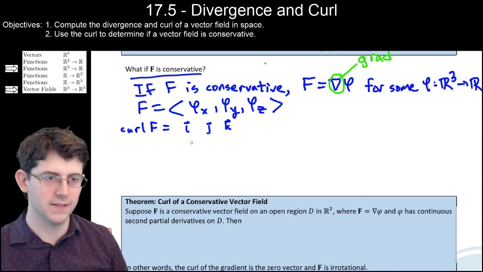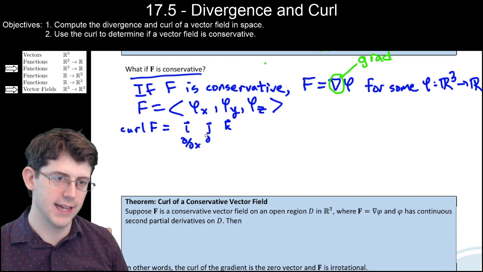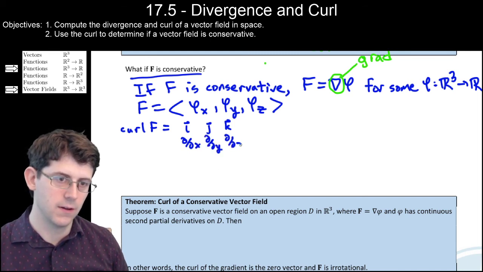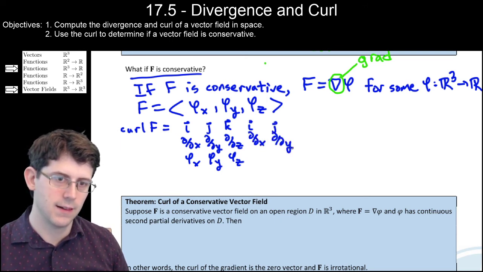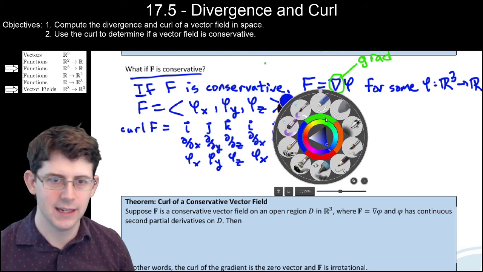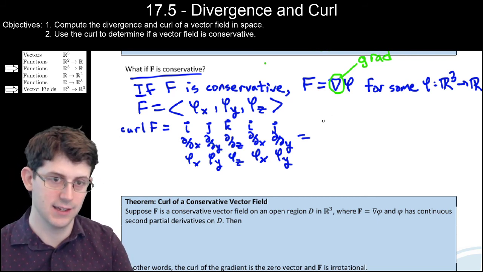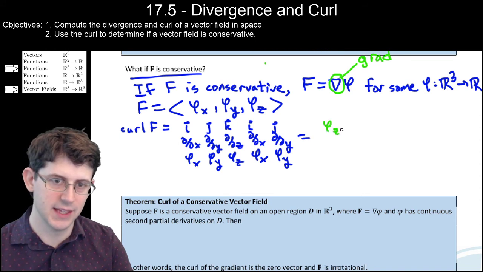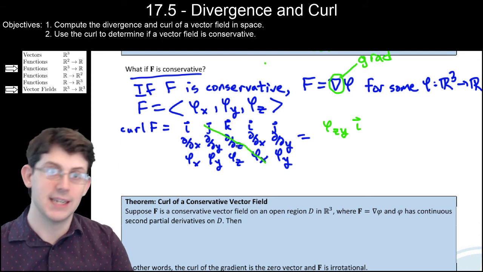I'm just going to calculate the curl of F. It's going to be del cross F. So we get the del across the second row and F in the third row. Copy down the first two columns. Let's get this determinant. So I'm going to have the y partial of phi z. That looks like this: phi z, but then take the y partial in the i slot. Phi x, but take the z partial.